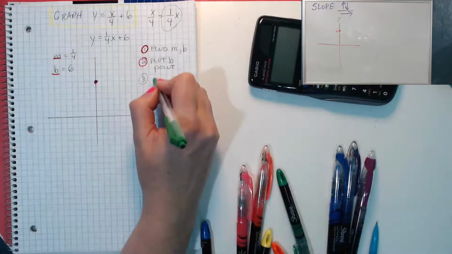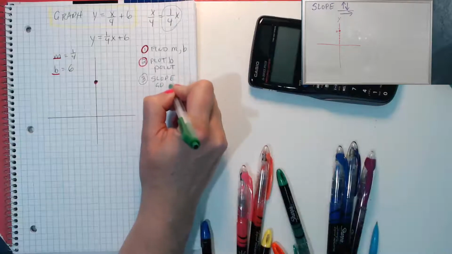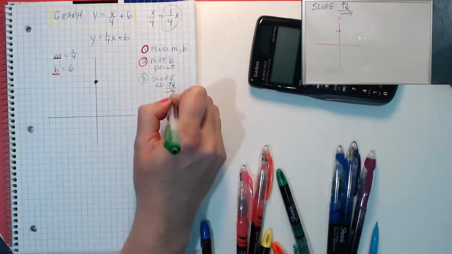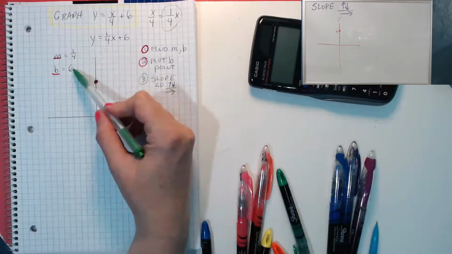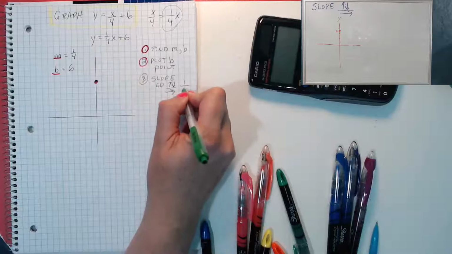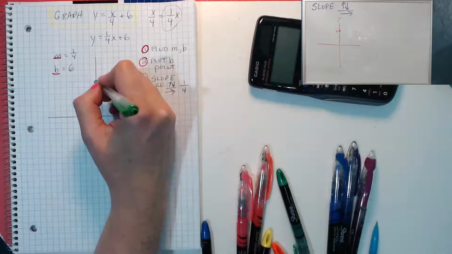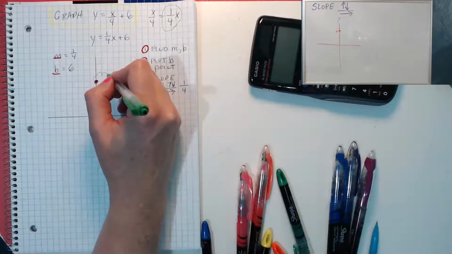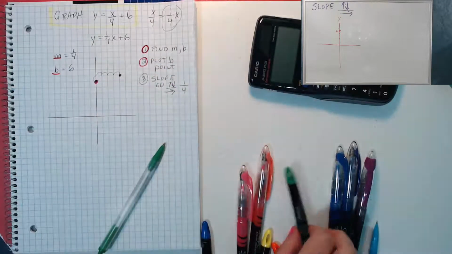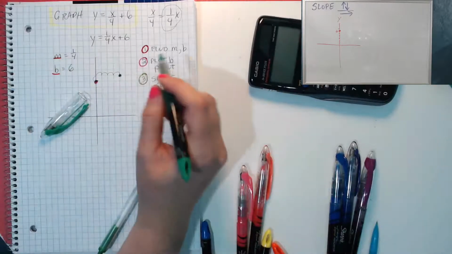Number 3 is, look at the slope and then go up or down and then to the right. So the slope is 6. I'm sorry, the slope is 1/4. So we're going to go up 1 and over 4. So we go up 1, then 1, 2, 3, 4. Place our second point, which is here.